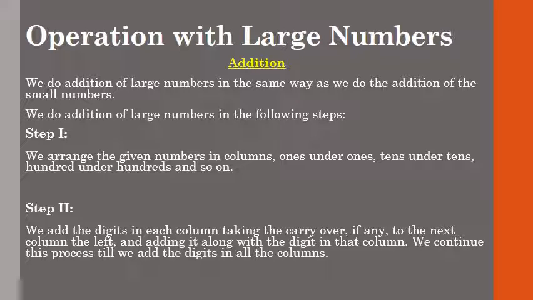Step 2, we add the digits in each column, taking the carryover, if any, to the next column on the left side, and adding it along with the digit in that column. We continue this process till we add the digits in all the columns. So this way we do the addition of the large numbers.